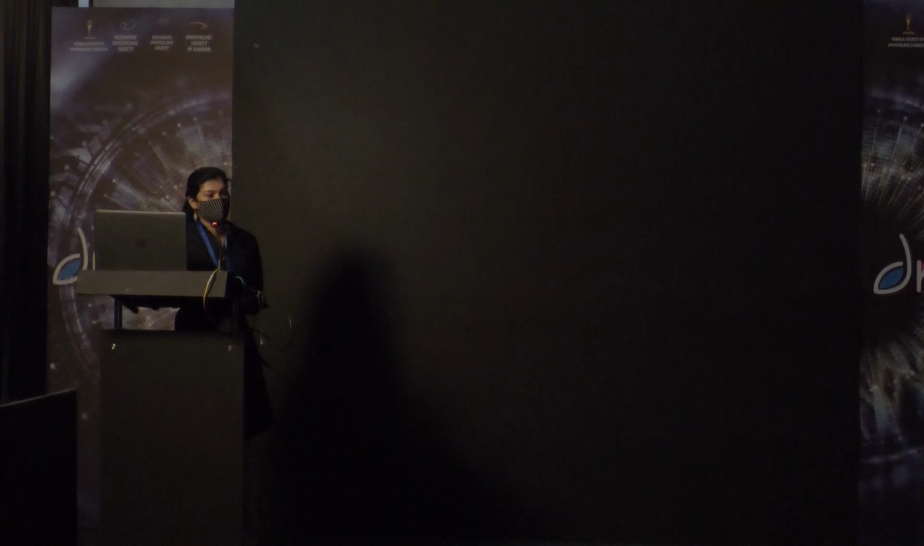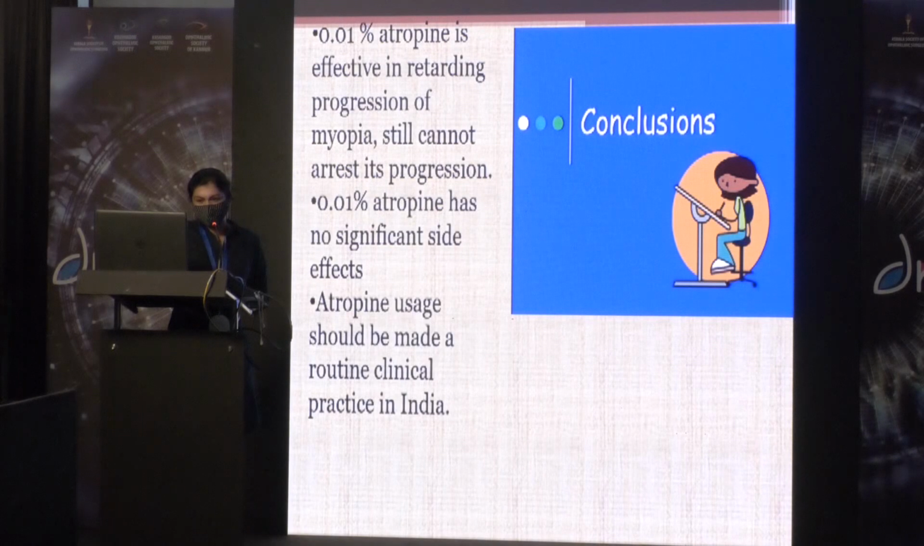Last but one slide, you told atropine showed no progression. In something you told, showed no. Last but one, this slide, yes sir. The sentence: atropine is effective in retarding progression. Retarding, still cannot arrest its progression. What do you mean by that? Atropine fully cannot arrest progression of myopia.